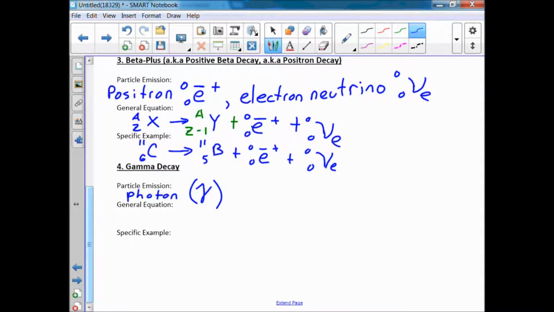All right, general equation. Nothing changes. We've got X with Z and A becoming still X with Z and A, except it's in a non-excited state. The textbook denotes an excited state with a little asterisk on the left-hand side to show that it's excited. Plus, it releases our good friend gamma, which is 0, 0.